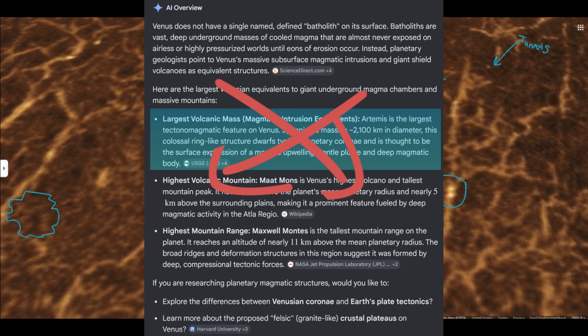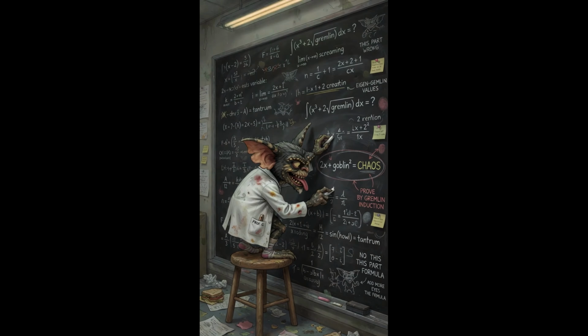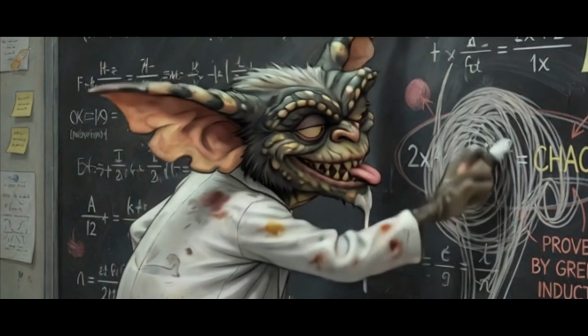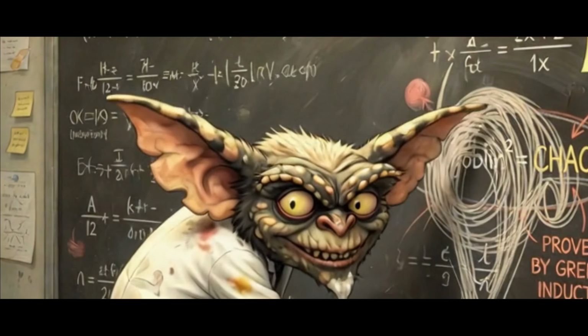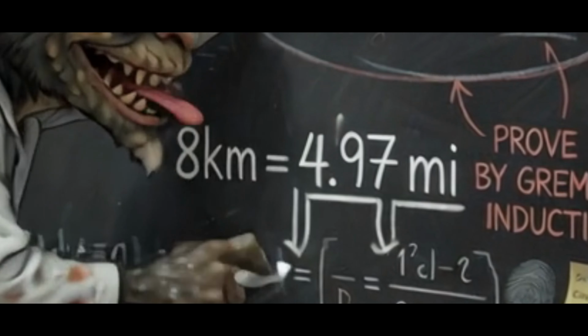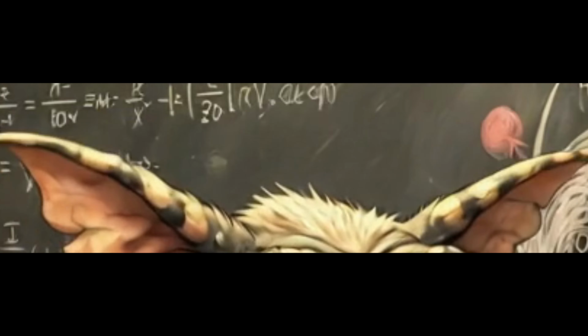but that's not important. Okay, so basically we have the highest volcanic mountain, Maxwell Montes, and it is Venus's highest volcano and tallest mountain peak. It rises 8 kilometers, and if we do the math that you can't see me doing off screen, I looked up 8 kilometers to miles, and it said that 8 kilometers is 4.97 miles, right? So, yeah. So now we know. These things are tall.